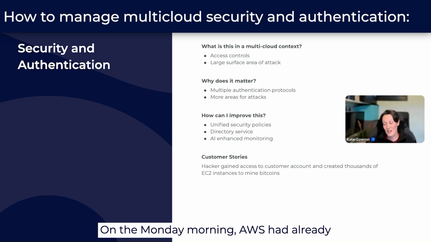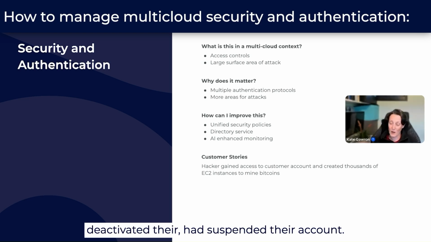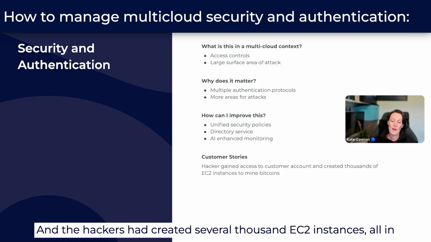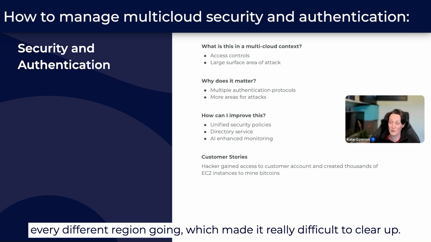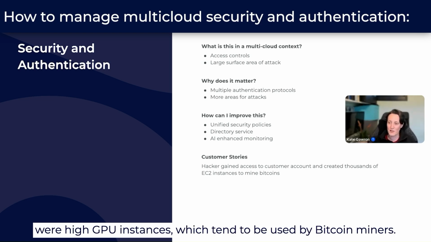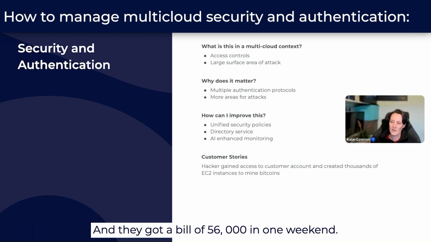On the Monday morning, AWS had already suspended their account because AWS had detected it appeared to have been breached. And the hackers had created several thousand EC2 instances, in every different region, which made it really difficult to clear up. It's pretty likely they were mining Bitcoins because they were high GPU instances, which tend to be used by Bitcoin miners. And they got a bill of $56,000 in one weekend.